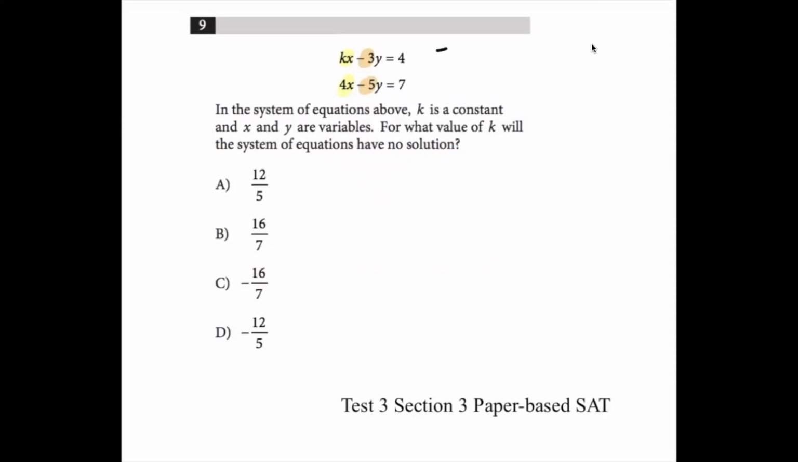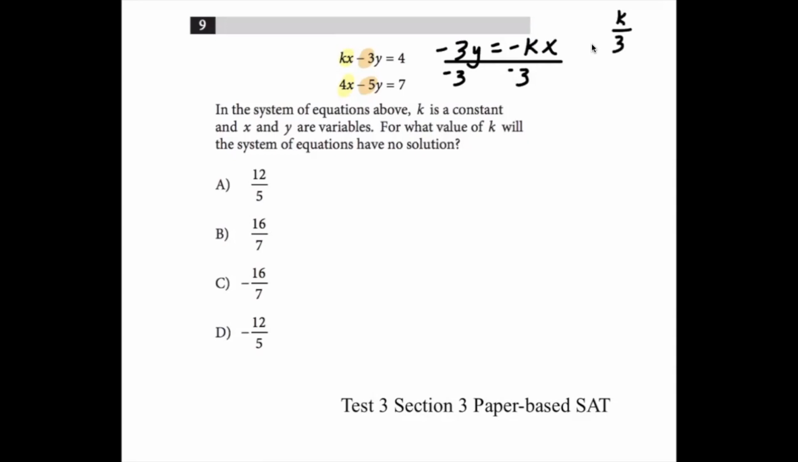So I'm going to rewrite this first one. I'm first just moving that kx across the equal sign. I'm not even worrying about the y-intercepts because remember, the y-intercepts don't matter as long as they're not identical to each other, which isn't even an option here. All right, so then I'm going to divide by -3. So that first slope is positive k over positive 3.